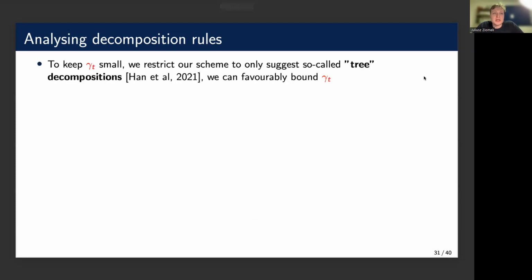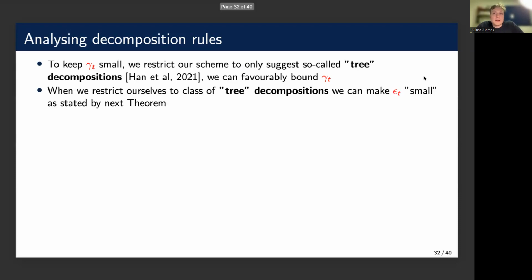So to keep gamma_t small, we restrict ourselves to only the class of tree decompositions, which we defined before. This allows us to favorably bound gamma_t. On the other hand, once we do this restriction, when we use tree decompositions, we can make epsilon_t small by using the following theorem.